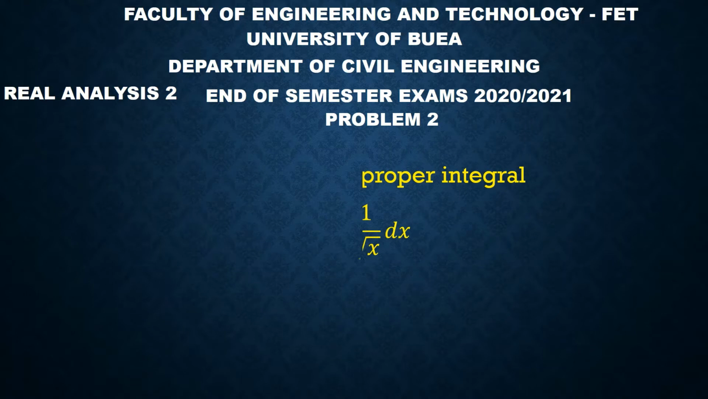So problem 2 reads: evaluate the improper integral, the integral from 0 to 1 of 1 over the square root of x dx, and it was allocated 3 points.